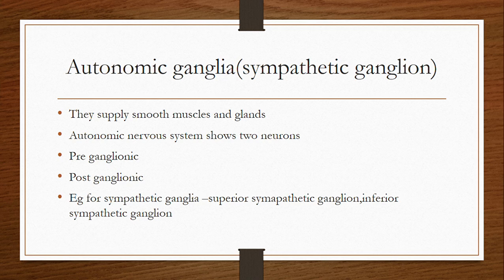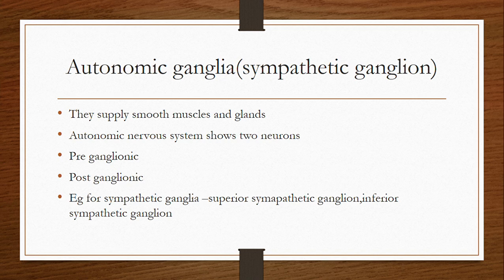So the fibers which are present before the ganglion, which are receiving at the ganglion, are known as preganglionic fibers, and the secondary set of fibers which are emerging from the ganglion are known as postganglionic fibers. So in the autonomic nervous system, it shows two types of neurons: preganglionic and postganglionic neurons.